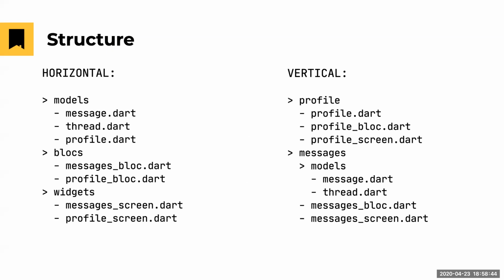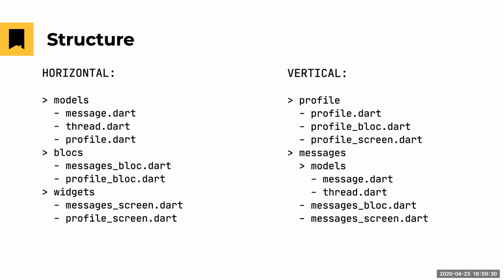Speaking of structure, there are two ways of organizing your code, horizontal and vertical. Horizontal structure assumes that on your top level, you have folders according to the functionality of the classes inside. For example, models, blocs, widgets. It can be tempting to structure your code like that in the very beginning, as it's very easy to define which folder your file belongs to based on its functionality. The problem is that this structure becomes rather messy with the growth of your code base. And to change something in one module, let's say messages, you will have to go through multiple top-level folders.